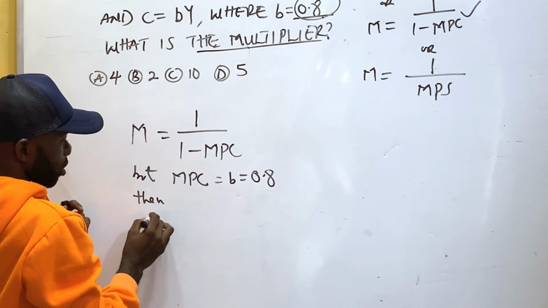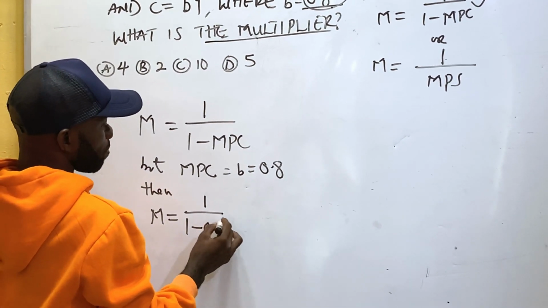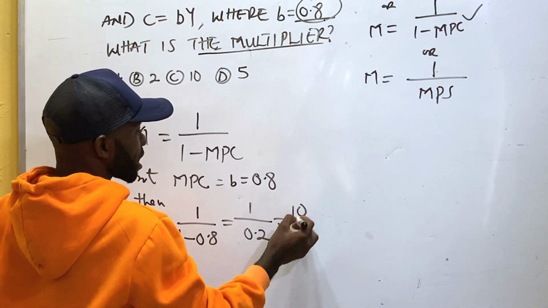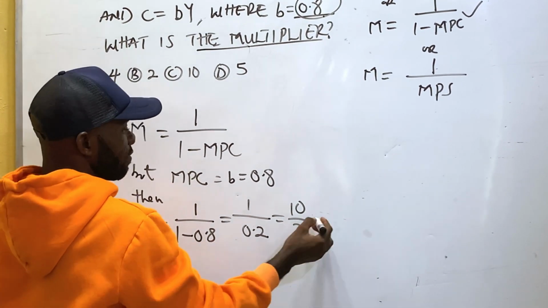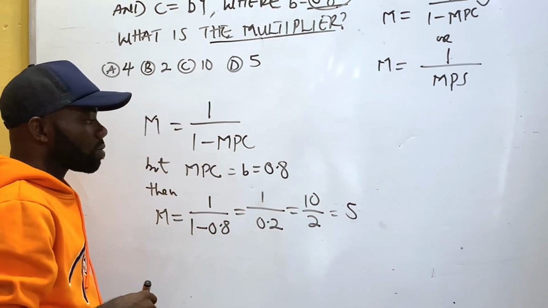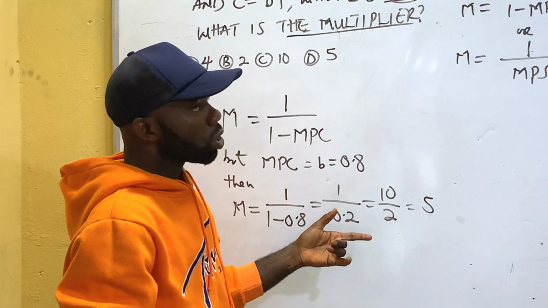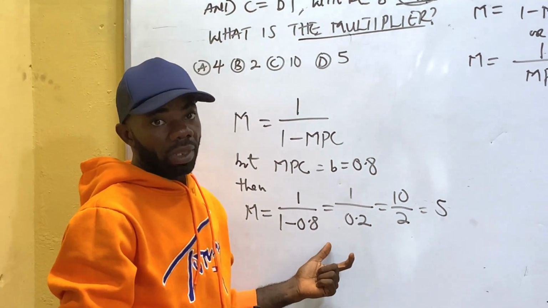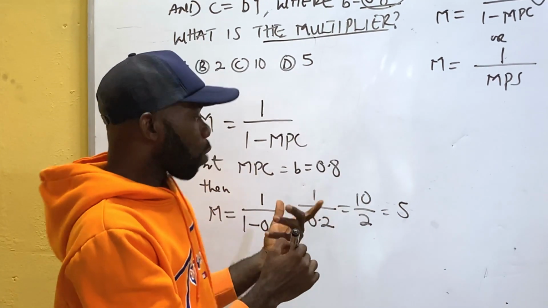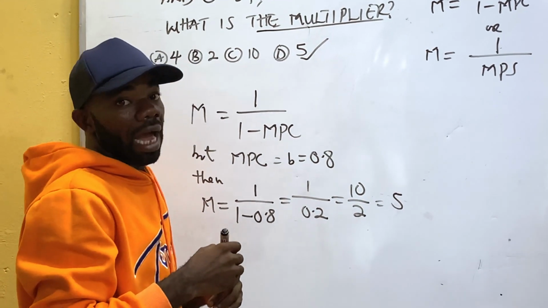Then my multiplier will become 1 over 1 minus 0.8, which gives me 1 over 0.2, and that gives me 10 over 2. Finally, it gives me 5. It means that the rate at which this is going to react to the national income is in 5 places. What do we mean here? Anyway, before we even get into that, this makes option D our correct answer.